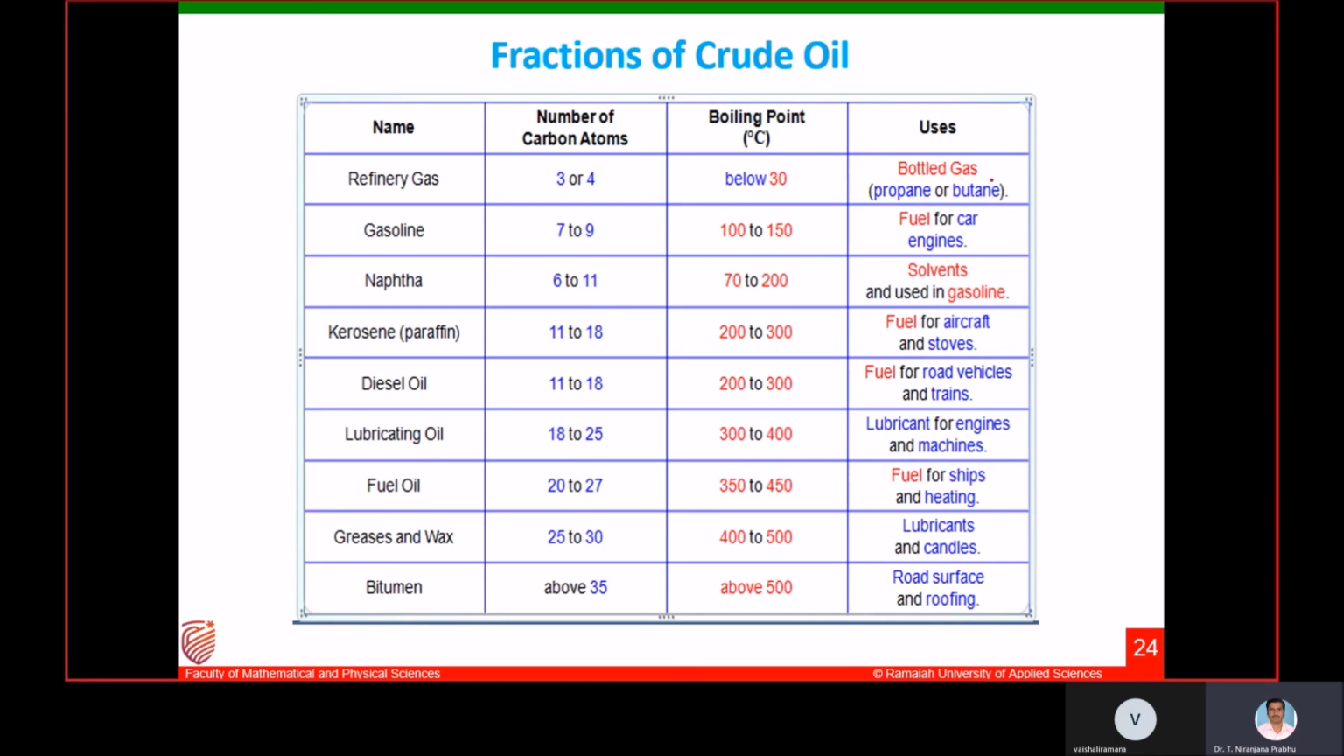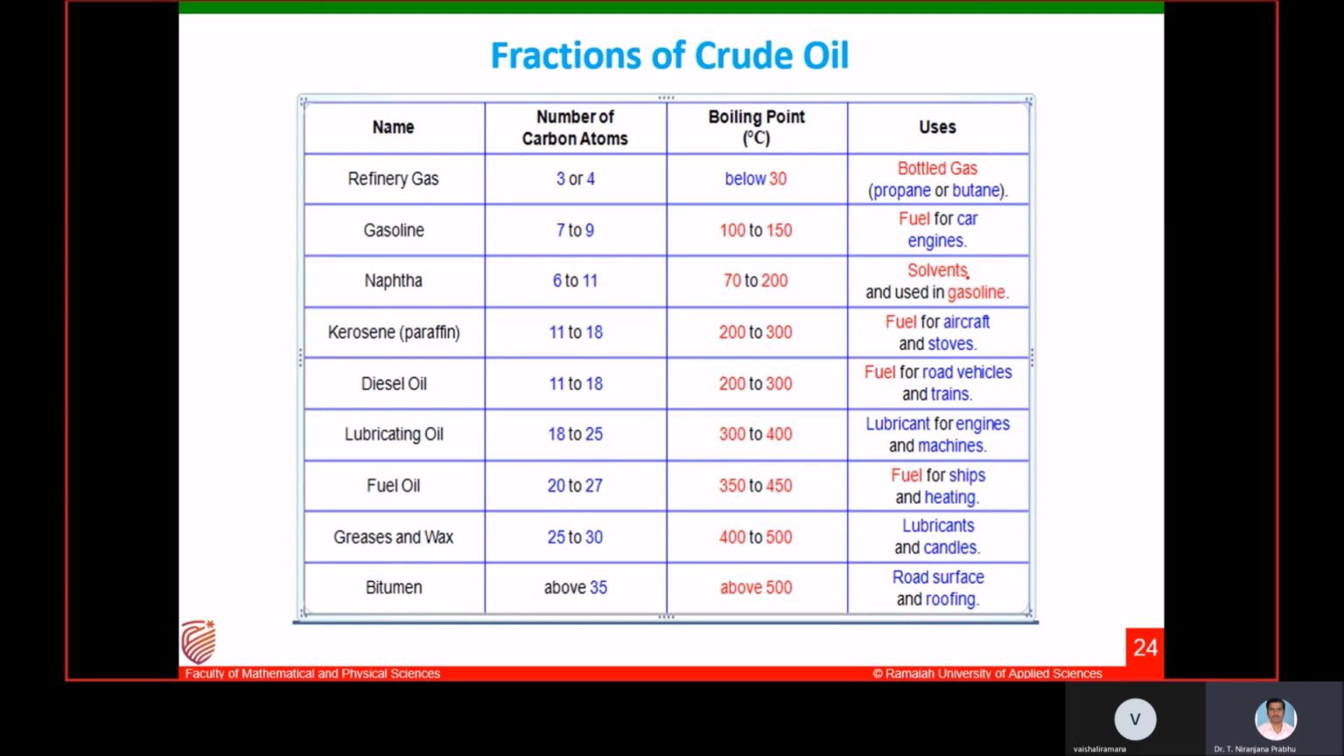And where do we use this refinery gas, which has propane and butane, that is used in the bottled gas. The LPG gas what we use is the bottled gas. The gasoline, the petrol, will have boiling point somewhere in the range 100 to 150, having hydrocarbon C7 to C9, and it will be used in internal combustion engines of vehicles, okay, to produce the power. Similarly, the next fraction, naphtha, will have boiling point 70 to 200 degrees centigrade, and the number of carbons in the hydrocarbon chain will be 6 to 11.